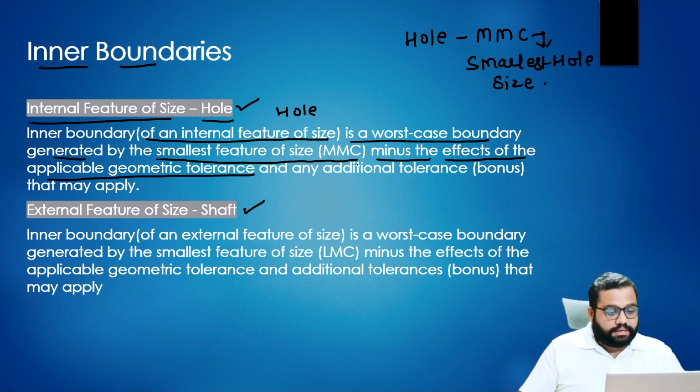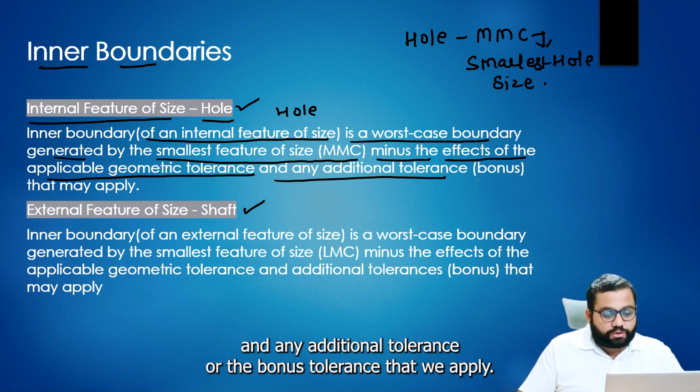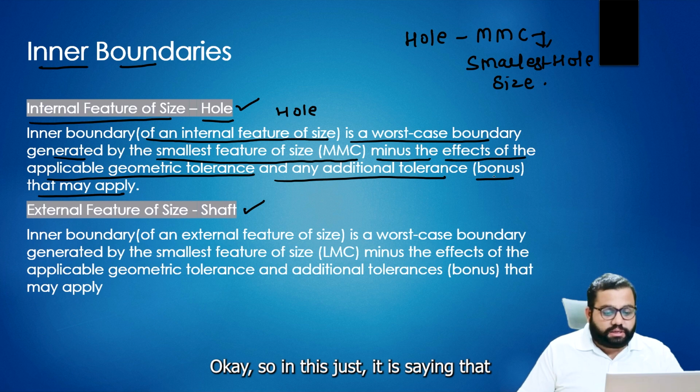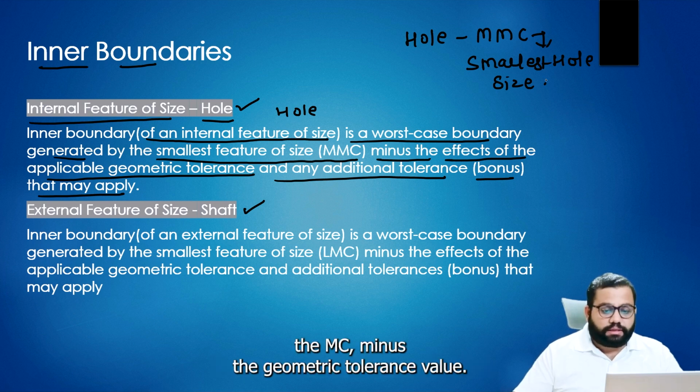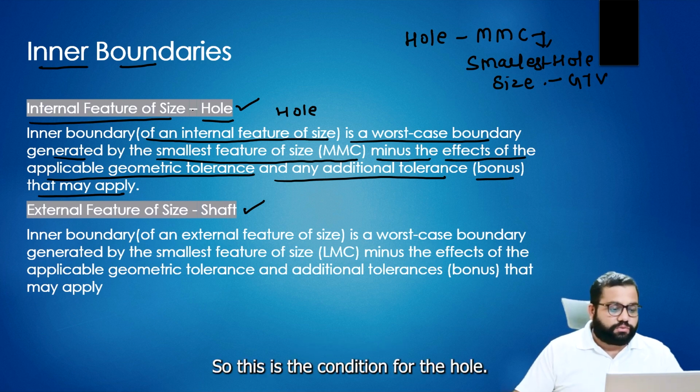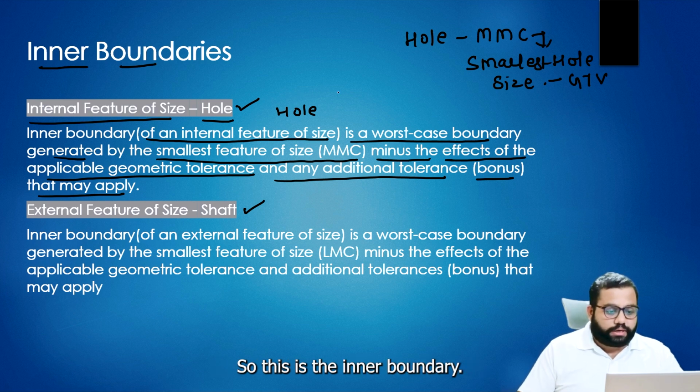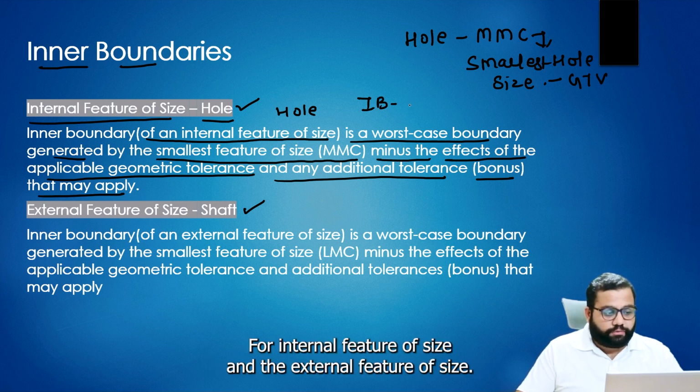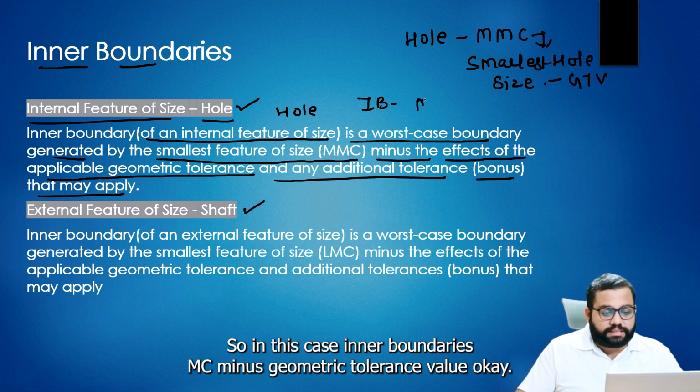In this definition, the smallest feature of size, MMC, minus the effect of the applicable geometric tolerance and any additional or bonus tolerance that may apply. It is just saying that the inner boundary is the MMC minus the geometric tolerance value, GTV. This is the condition for the hole. So the inner boundary for the internal feature of size is MMC minus geometric tolerance value.